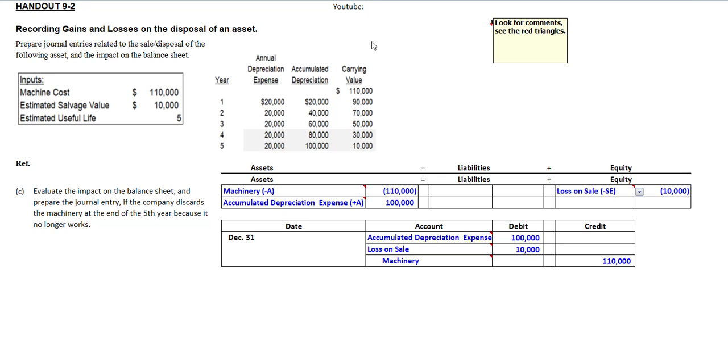One thing to keep in mind, if we had known originally, or at least thought originally, the estimated salvage value would be 0, we would have spread the $110,000 out over 5 years. And so instead of taking $20,000 in depreciation expense each year, we would have taken $22,000 in depreciation expense. Since we didn't take enough depreciation expense over the asset's life, at the end of the life, we have to record that additional $10,000 in cost. And we do that as a loss on sale.